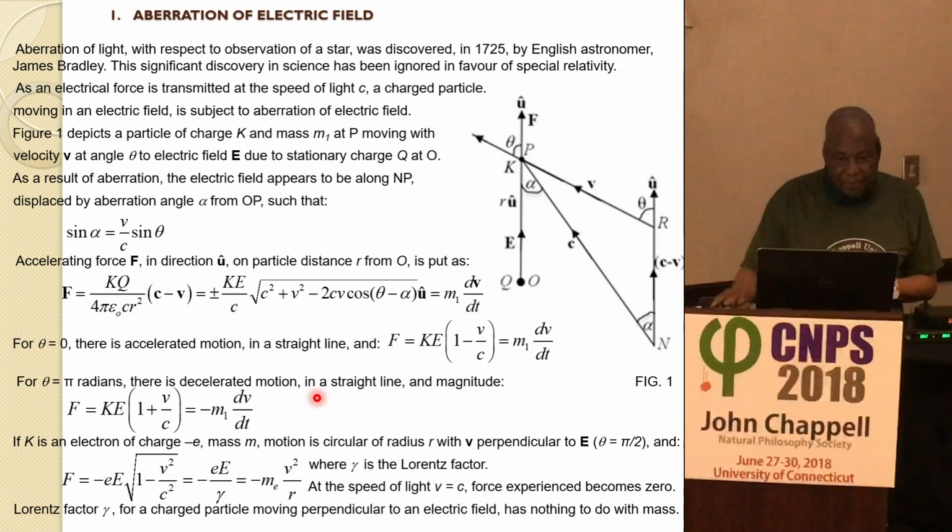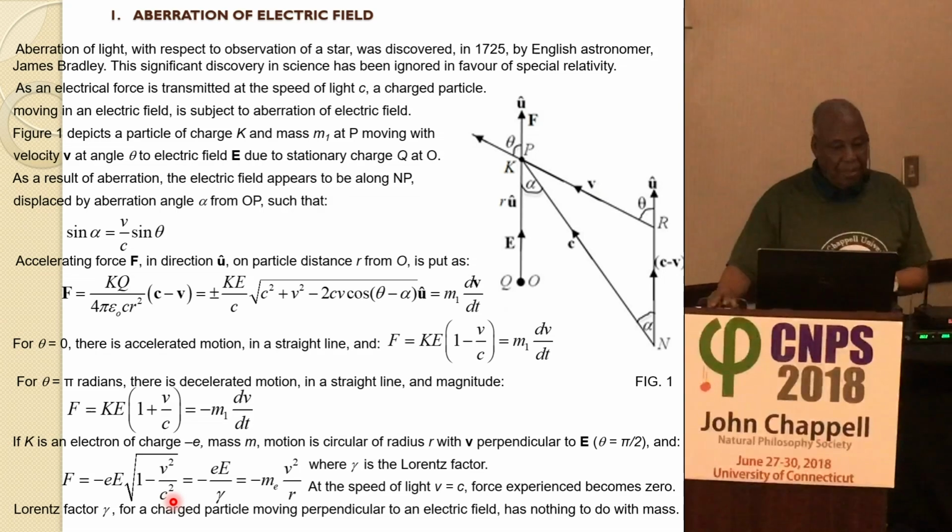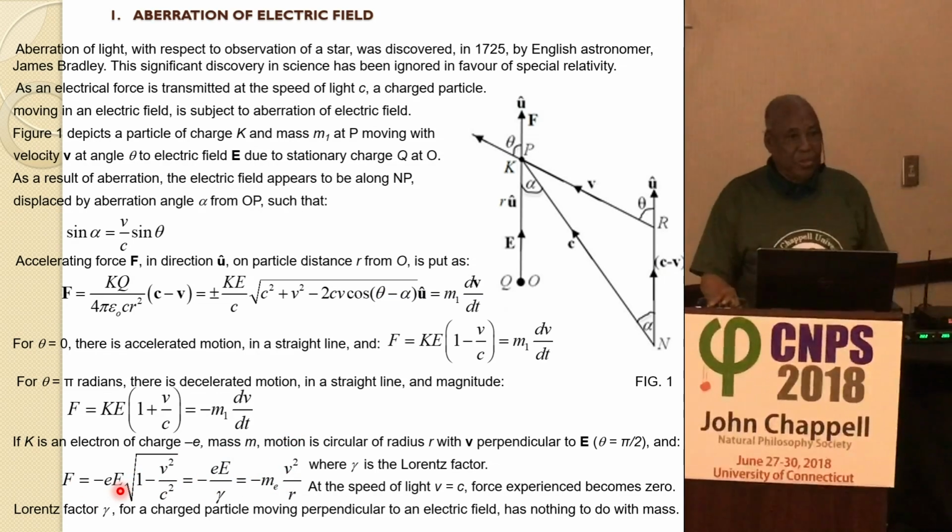what do you get? You get F is equal to minus E into the square root of 1 minus v over c. Please satisfy yourself that if you put theta is equal to pi over 2 into this equation, you get this equation.